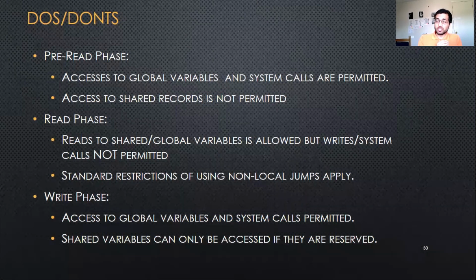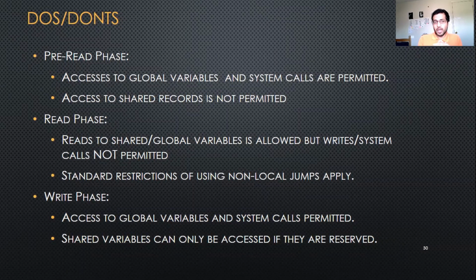But accessing shared records is not safe because they are not preserved. And in the read phase, access to shared or global variables is allowed, but writing to them is not allowed because a thread might restart. So writing could break correctness. As I said, the standard restrictions of using non-local go-to jumps apply here as well, because NBR also uses non-local go-to jumps to implement the restarting behavior.